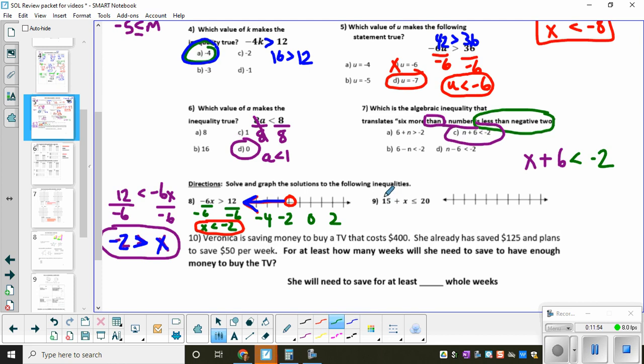All right, and now for number 9. When we see here that we just have a 15 plus x, remember if you have just the constant, you can subtract on both sides.